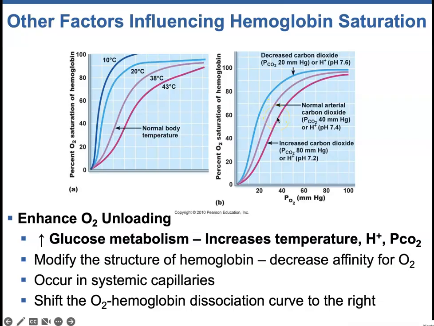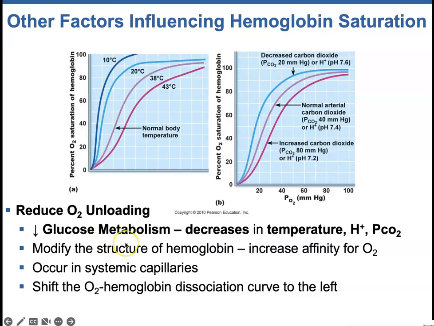Now, when you're less metabolically active, say your body temperature gets colder, you are more basic, you're in more of an alkalosis state, all those things are now going to shift the curve to the left. So when glucose metabolism decreases, it shifts everything to the left side. Looking at body temperature, this is a real extreme here. If somebody had a body temperature of 43 degrees centigrade, this is like 109. Over here at 10 degrees centigrade, this is like 59. So you'd be dead at those two extremes.